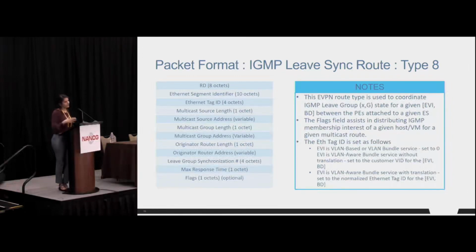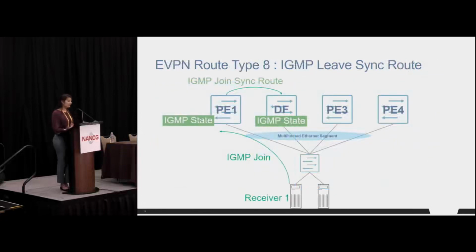In fact, this route was added later on in the draft. Originally, when it started, it was just the route type 6 and 7. And then for financial applications where the leave is also critical, this route was added. So this is your route type 8, or the IGMP leave sync route.